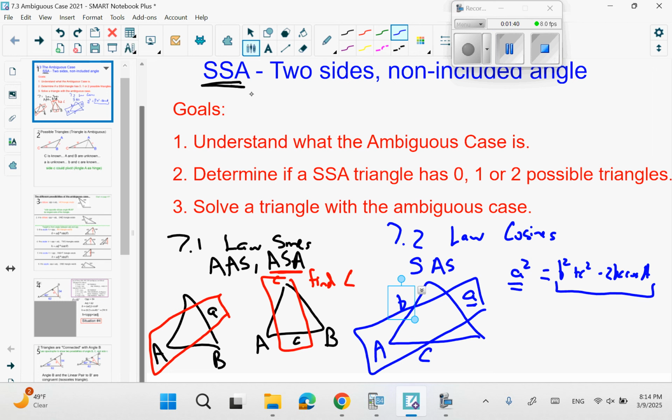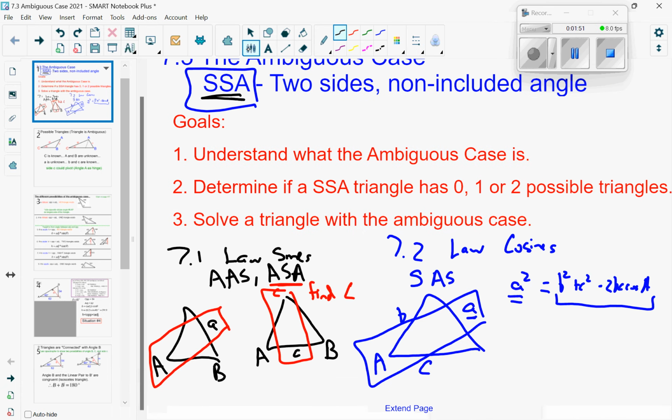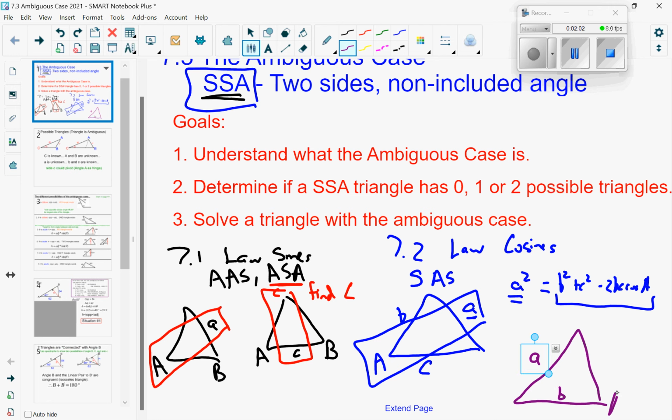However, when we do side-side-angle, I would have a side A, a side B, and then an angle A. You might be tempted to say, well, I do have a pair and I can use law of sines. The problem is, if you recall back to geometry, side-side-angle is not a congruence thing. There's a whole bunch of weird situations that we have to talk about.